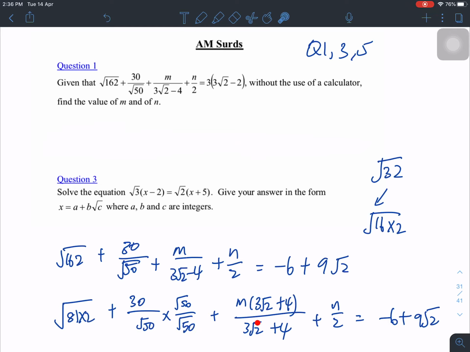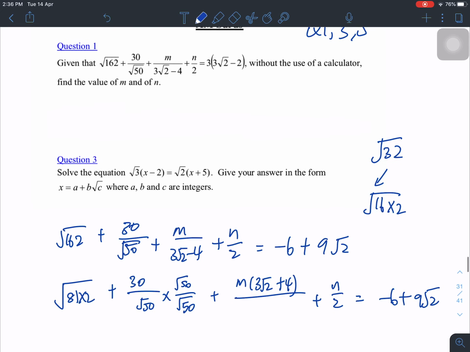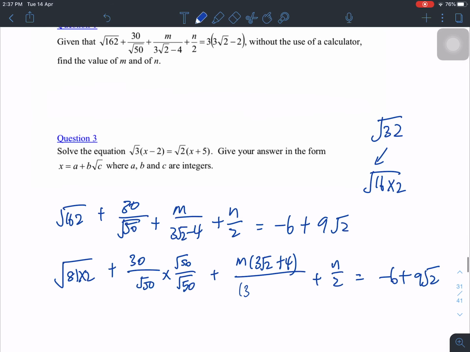And of course, for the third term, I'll multiply the numerator and denominator by 3 root 2 plus 4. So you realize that if I multiply both the numerator and denominator by 3 root 2 plus 4, this is basically a product of A plus B and A minus B, right? So that's simply the difference of two squares. So I would be able to use my difference of two squares formula.